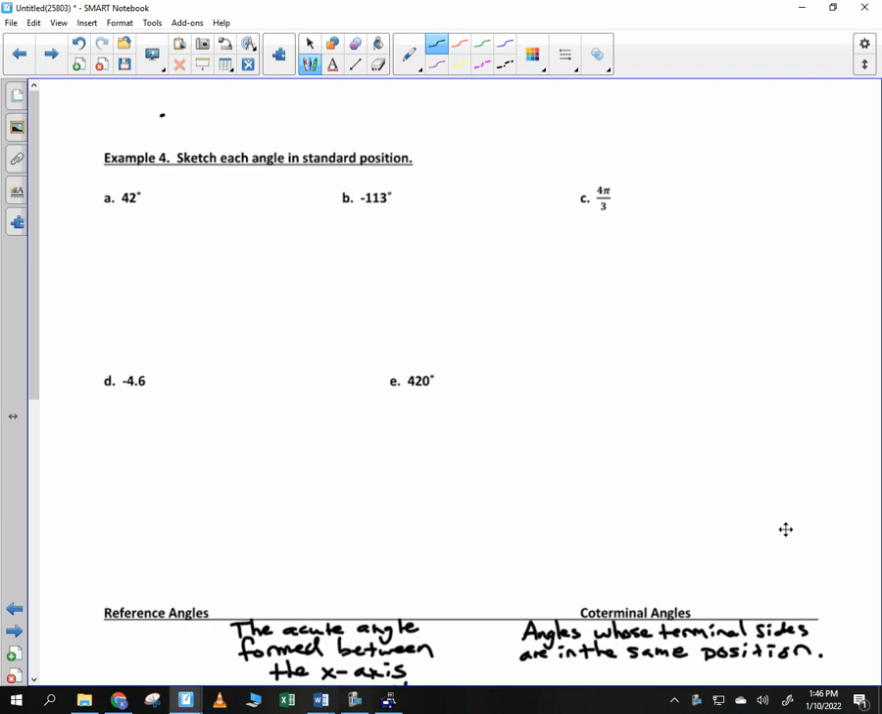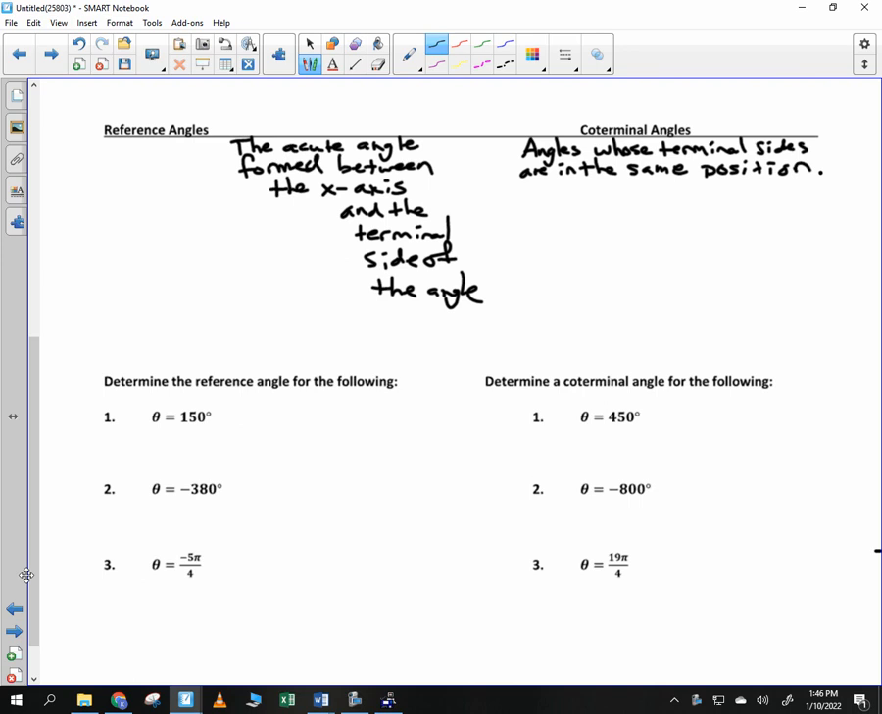Coterminal angles. Today we learn about reference angles and coterminal angles. A reference angle is the acute angle. You want to flip in your notes to this section. The acute angle formed between the x-axis and the terminal side of the angle.